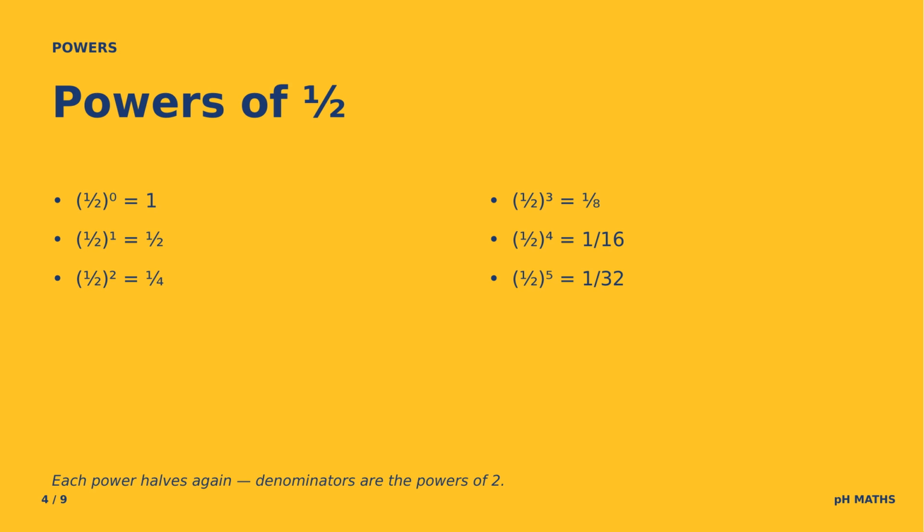And here's the counterintuitive bit. Squaring a fraction less than 1 makes it smaller, not bigger. Half squared is a quarter, which is less than a half.